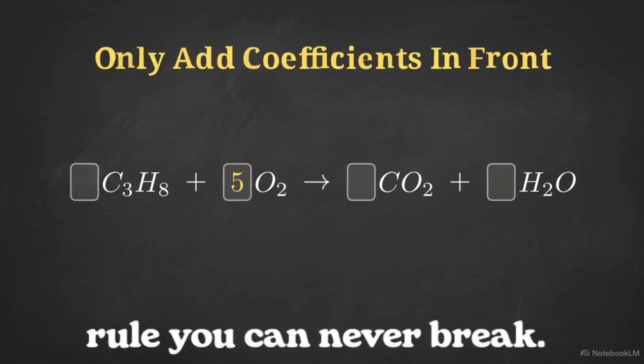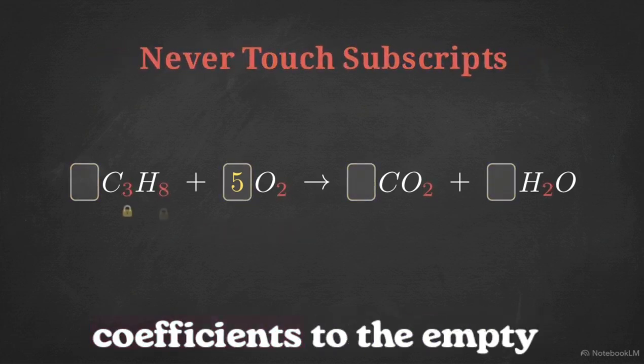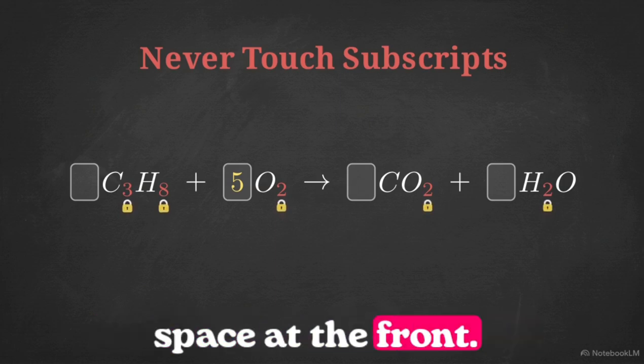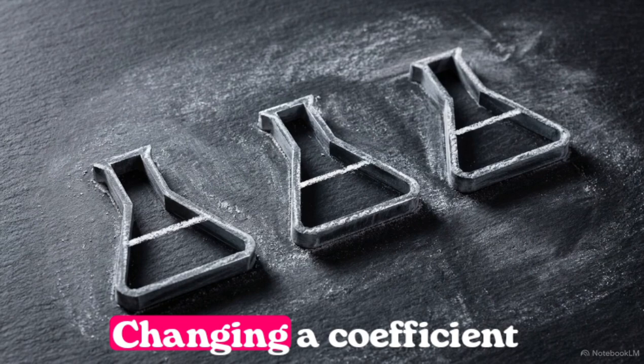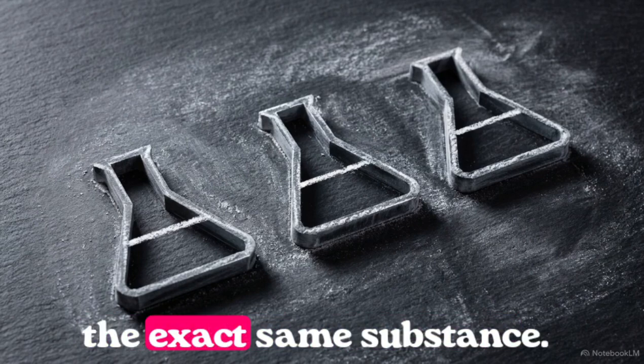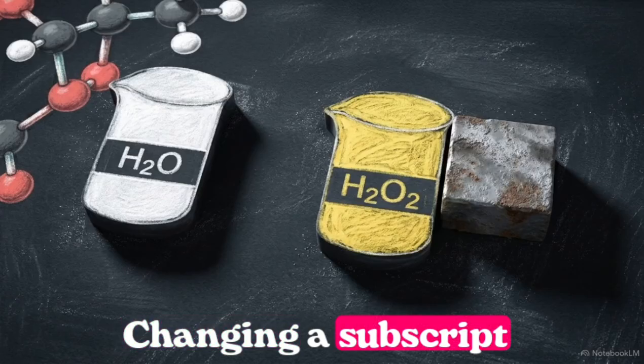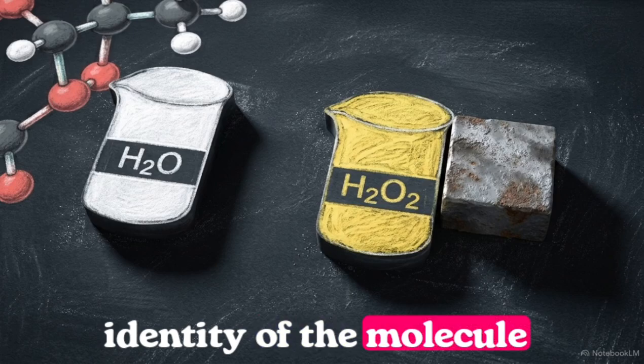But there is a strict rule you can never break. You can only add coefficients to the empty space at the front. You can never touch the small subscripts locked inside the formula. Changing a coefficient just gives you more of the exact same substance. Changing a subscript alters the physical identity of the molecule itself.